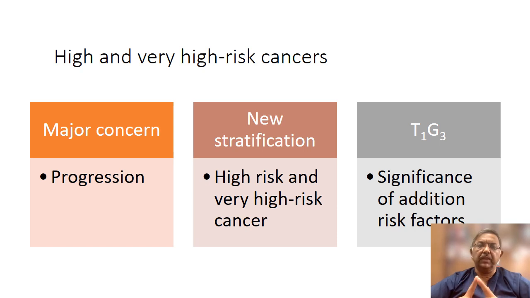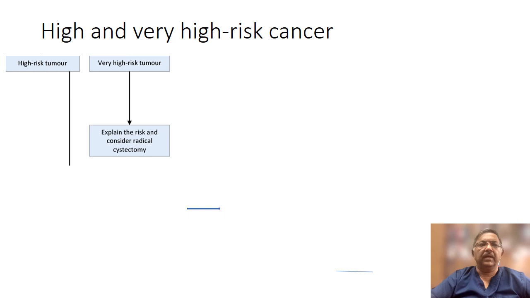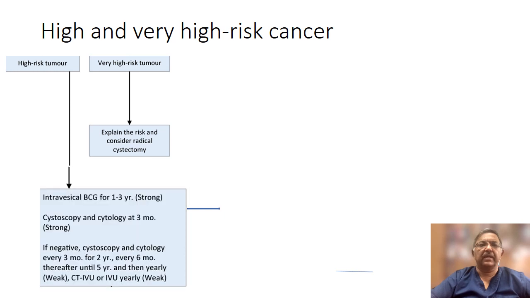So we know that now we can separate high from very high risk patients, so that these very high risk patients are probably candidates for more aggressive treatment right from the beginning, rather than conservative treatment with intravesical BCG. So for high and very high risk patients, explain the risk and consider radical cystectomy for very high risk patients, even in the initial stages. For high risk patients, intravesical BCG of 1 to 3 years is recommended.